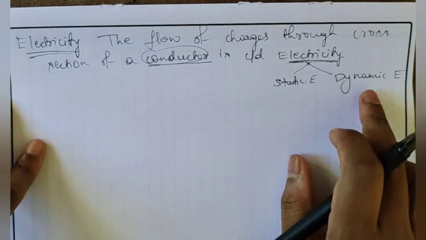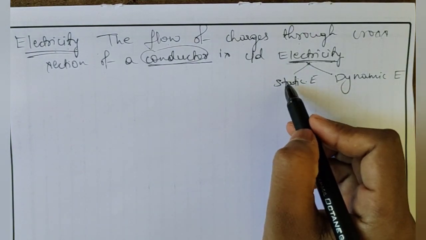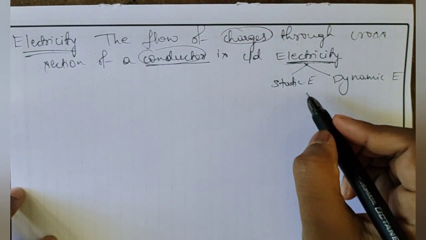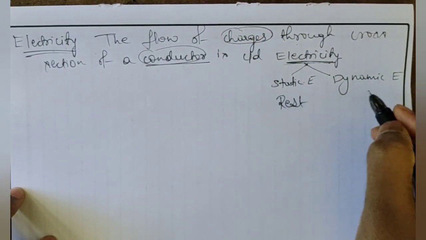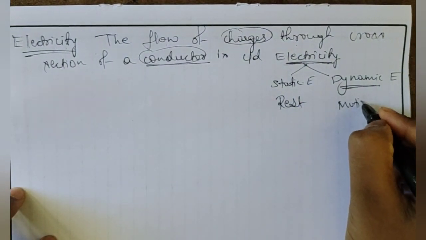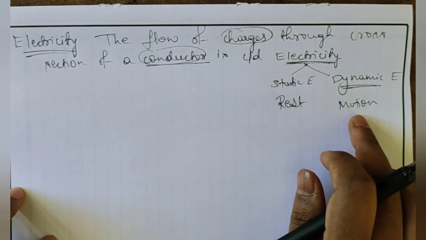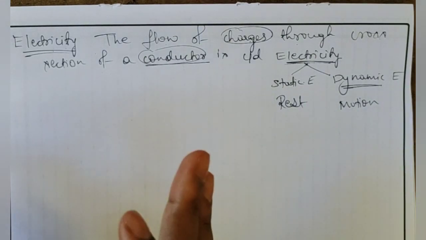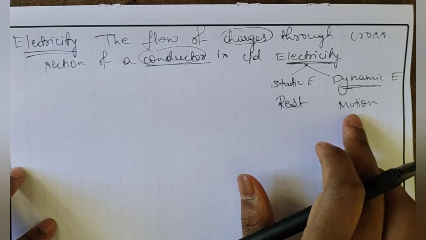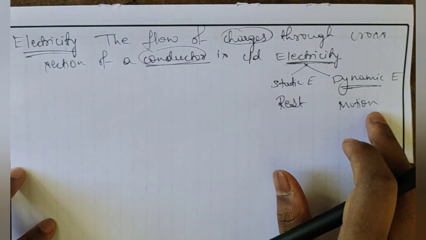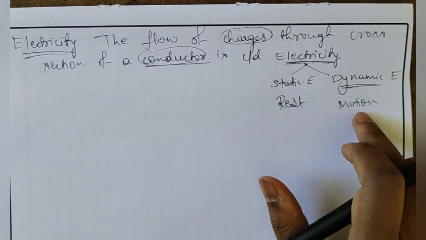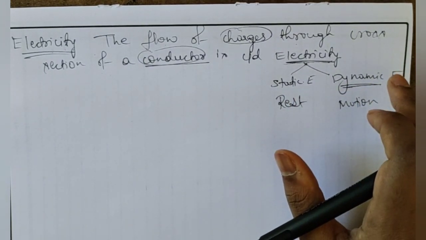Now what is static electricity and dynamic electricity? Static electricity is the study of charges at rest. Dynamic electricity is the study of charges in motion. That's it. Now you know what rest and motion are. Rest means the charges should settle at some particular point, that means the charges should be stationary, right? And motion is nothing but a moving particle. So if the charges are at rest, it is called static, and if they are in motion, it is called dynamic electricity.